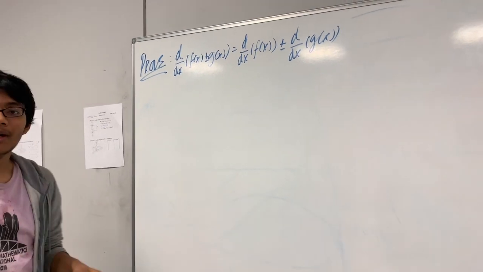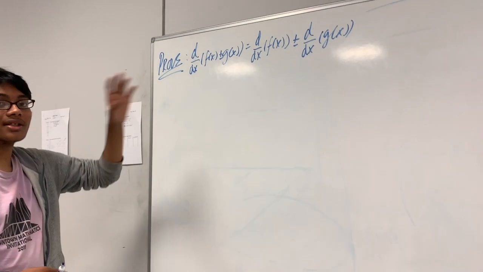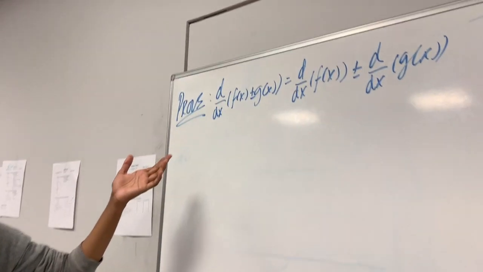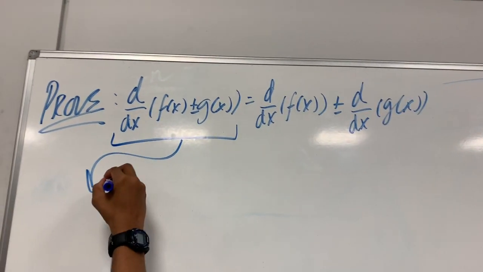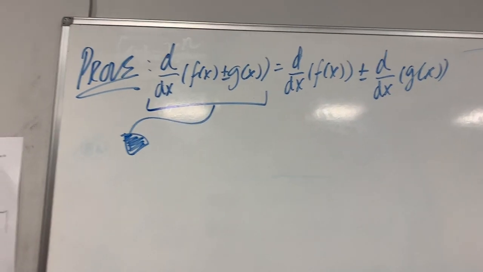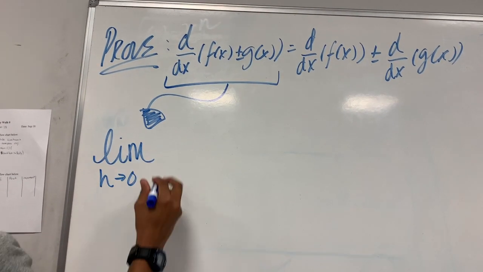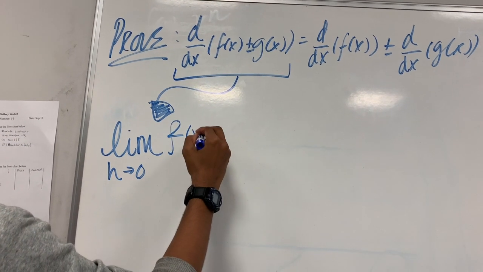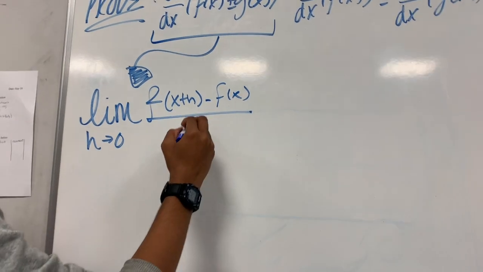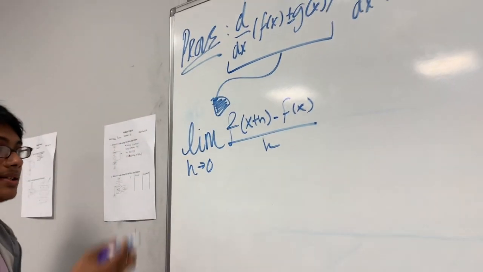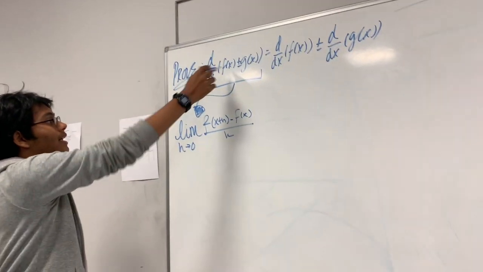Well, keep in mind that derivatives in essence are limits, right? So your goal is to rewrite this somehow using limits. So let's do that. Let's rewrite this derivative using the limit definition of a derivative, which is the limit as h approaches 0 of f of x plus h minus f of x over h, right? You've probably gotten tired of hearing this, but this is the limit definition of a derivative. Now how do we apply it over here?